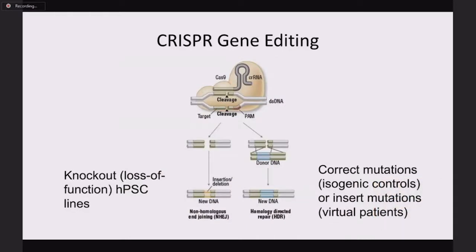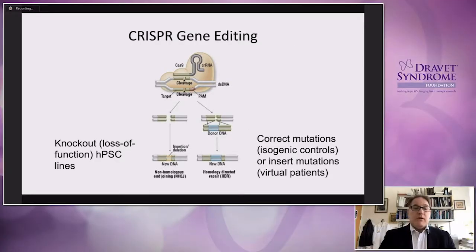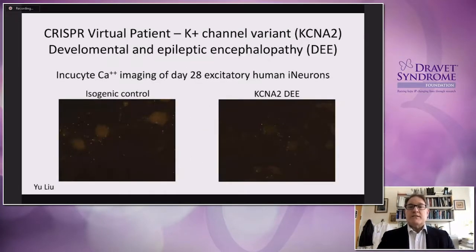Now adding to that, we're using CRISPR gene editing, which many of you have heard of. It's a powerful technique to manipulate the genome, and we can use it to make knockout cell lines to knock out epilepsy genes where loss of function causes the epilepsy, or we can put in specific mutations to make a virtual patient or an isogenic control where the genome differs only by the presence and absence of the one mutation. So we did this for a potassium channel developmental and epileptic encephalopathy.